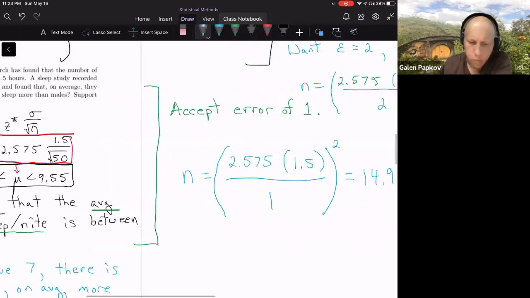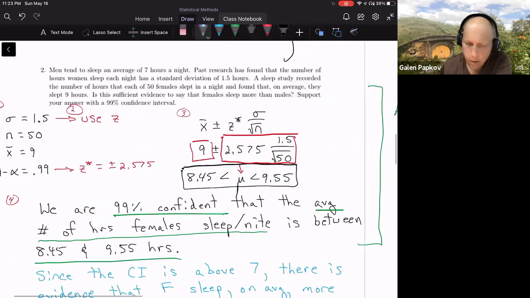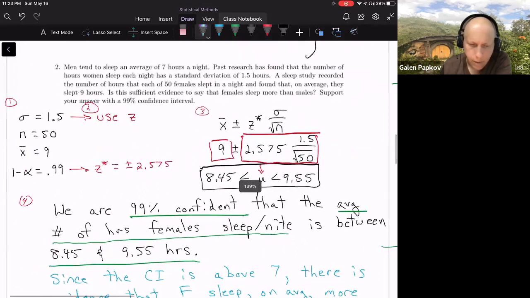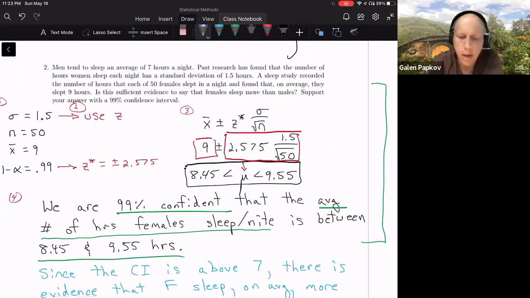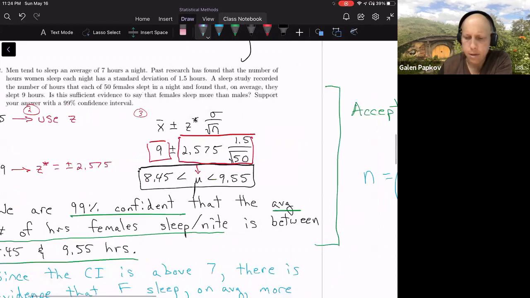Right? So the original sample size was 50. And so if we are willing to have more error, then we could have less data. And that should make sense, because the more data you have, the more accurate you should be. And so the original error of 2.575 times 1.5 over the square root of 50 was likely very small. And maybe I thought, okay, well, that's too precise. I don't need it that good. And now I only need 15 subjects.